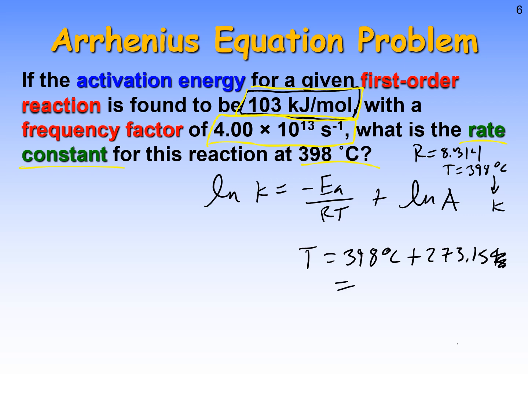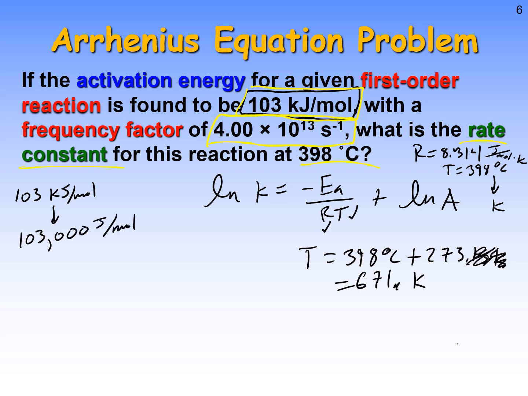So if we do that, we get 671, well, really we'll just leave it at 671 and leave out the 0.15. This is our temperature in Kelvin. Cool. So now we have this value. We already had R. There is another slight issue, right? Our R value is in joules per mole Kelvin, and our activation energy is in kilojoules. So another thing I'm going to do is take that 103 kilojoules per mole and convert that to just joules. This is just a metric prefix conversion, so you should have learned how to do this in Chem 1A. So we have this as our activation energy if I go from kilojoules to joules here.